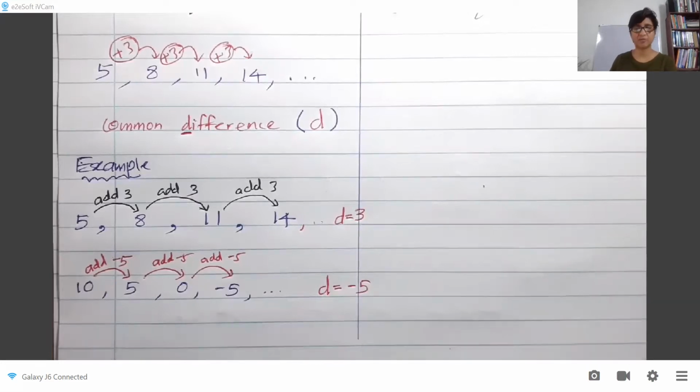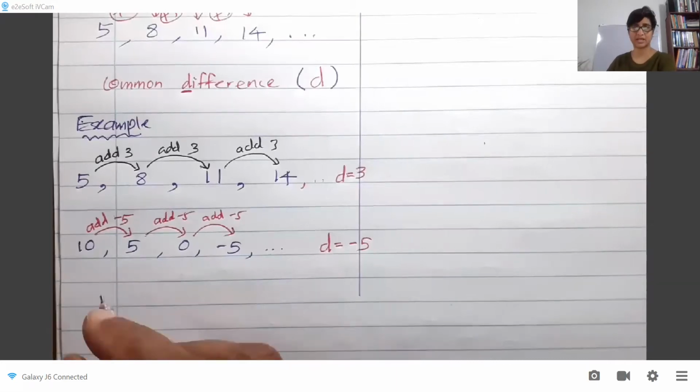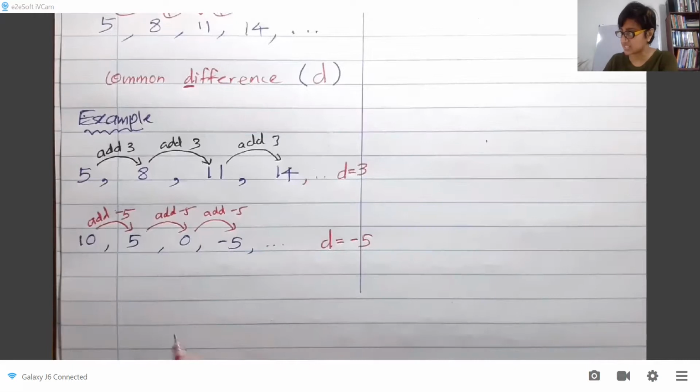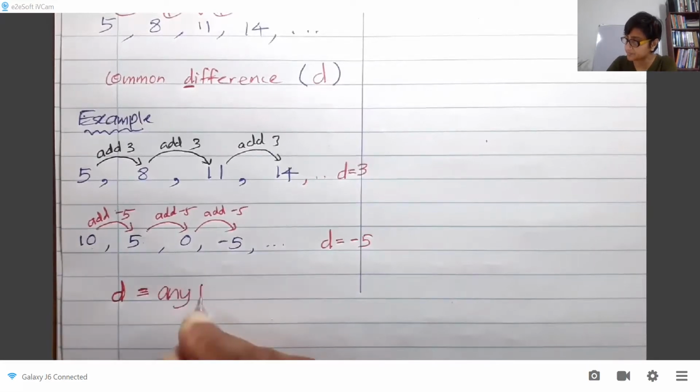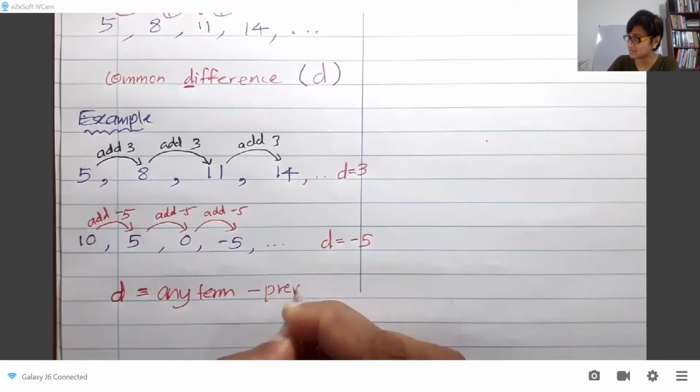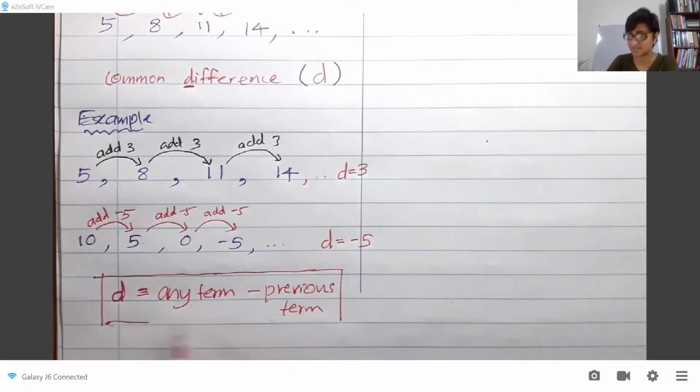And here's a nice little formula, and this is not magic. If I give you an arithmetic sequence, the easiest way to find what D is, you take any term and minus the previous term. You get the common difference. Any term minus the previous term gives you the common difference. It's like a little formula. I mean, you can't even call it a formula, but yeah.